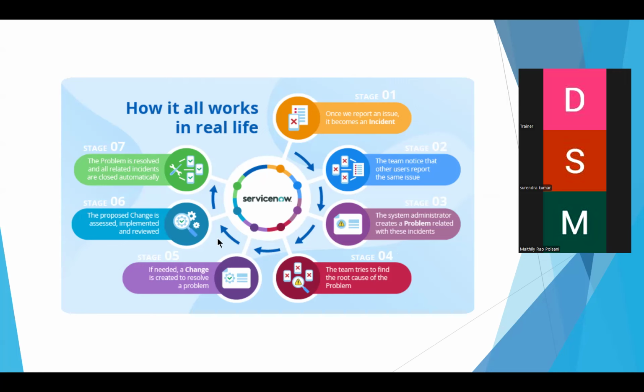If anything is needed, a change is created. A change means that if something needs to be moved to production, we should have something called a change request. So that change is created to resolve that problem, if needed. Once that is created, we'll move that change to production, and we'll implement it and review it.